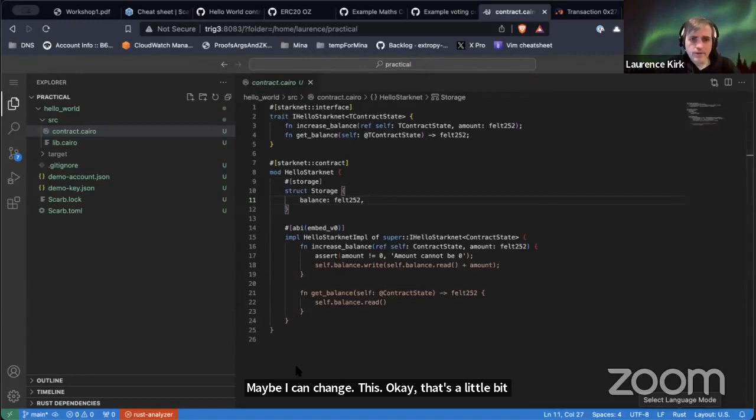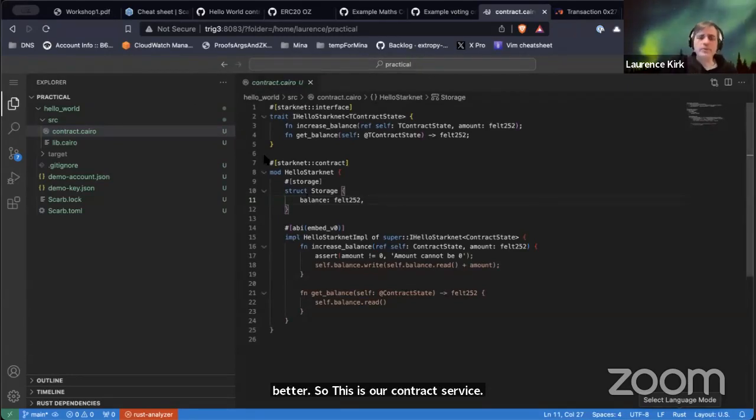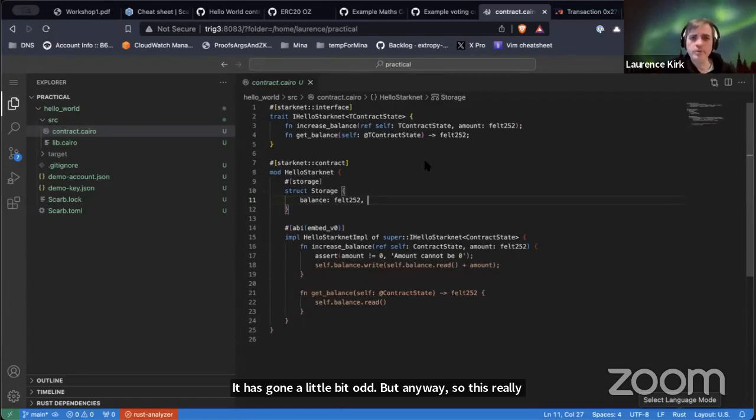So this is our contract. Sorry, it has gone a little bit odd, but anyway, this is what I've been talking about, the anatomy of a contract. So it should look familiar. We've got this interface here showing the functions that we're interested in, dependent on some contract state. Both of these functions are going to change state. So no, sorry, no. The top function is going to change the state, so that's got the ref. The bottom function, get balance, is a view function, so that's got the snapshot for our contract state.